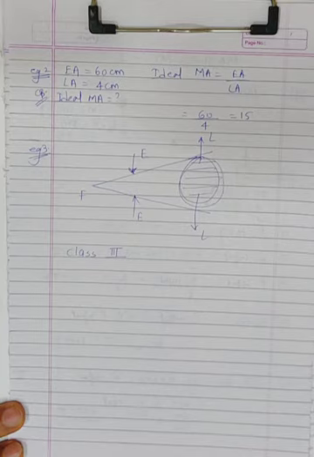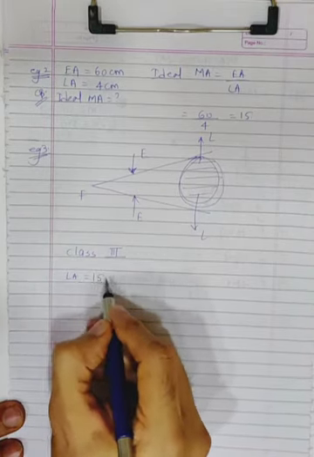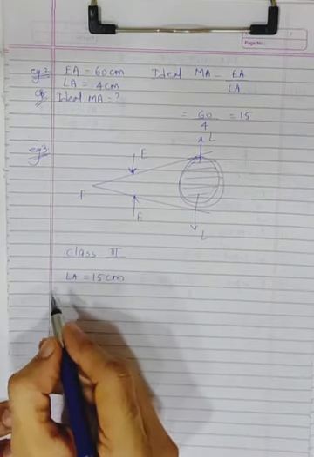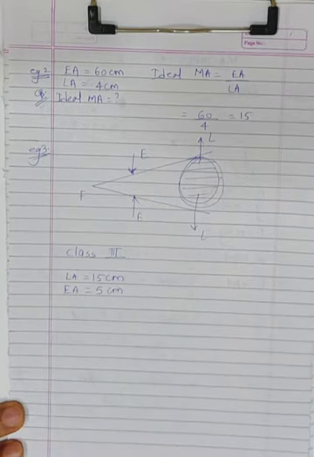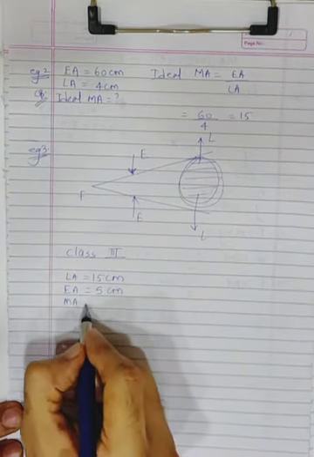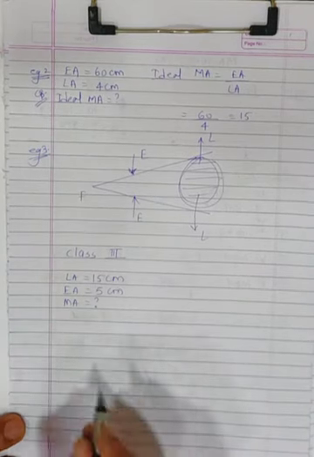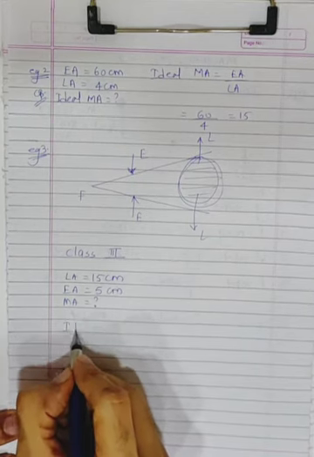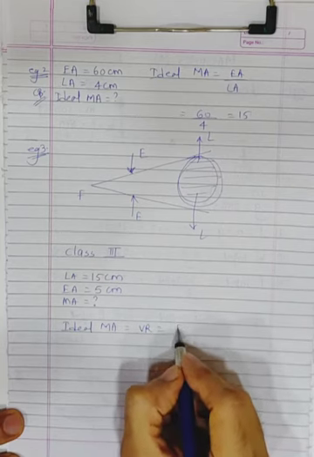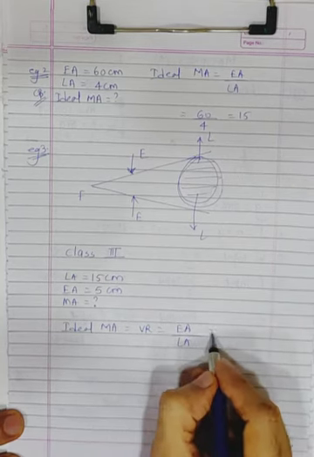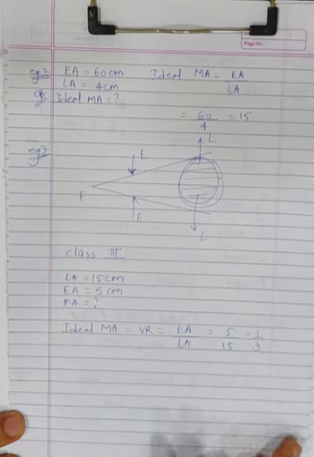Now if load arm is 15 centimeter, they are telling us that load arm is equal to 15 centimeter, effort arm is equal to 5 centimeter, then what is the mechanical advantage? So even here when they have not mentioned, they obviously mean ideal mechanical advantage only, remember, even when not given. So we can say that ideal MA or just MA is equal to VR is equal to effort arm upon load arm, which is 1 upon 3.